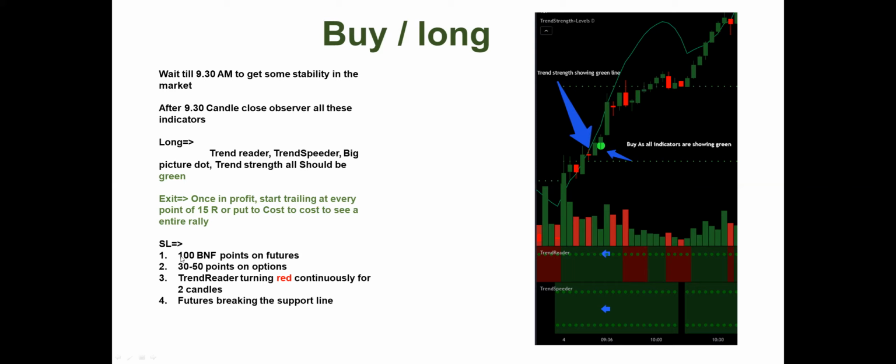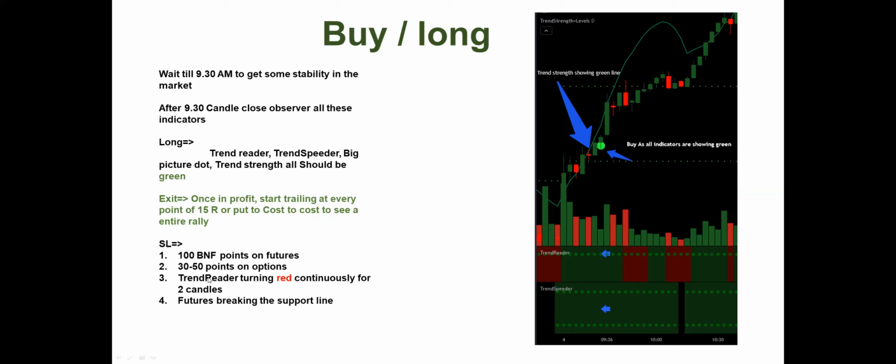So what is the stop loss for Bank Nifty? Initially you need to put 100 points. If at all the market starts moving in your direction, right? So on the options, put 30 to 50 points. If at all the market starts falling, 30 to 50 points, you should be exiting on the options as well as the 100 points on the Bank Nifty futures, right?